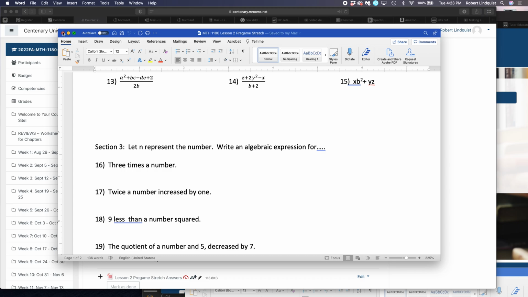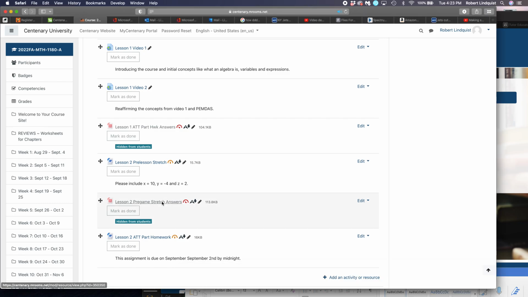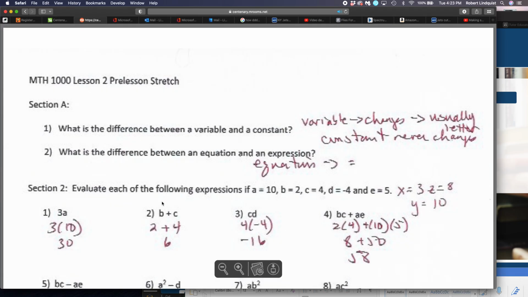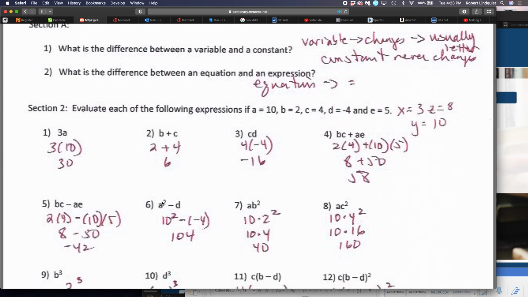Okay. Now the answers to the pregame stretch. Here we have it. Okay. Oh, a little bit of an issue, and I know it's a pain, but it's only 3 questions. Go back on the sheet that you just did. X is 3, y is 10, z is 8. I had used these values here, so please go back and do those 3 questions. X is 3, z is 8, y is 10. Okay, and then there are some correct answers for you.